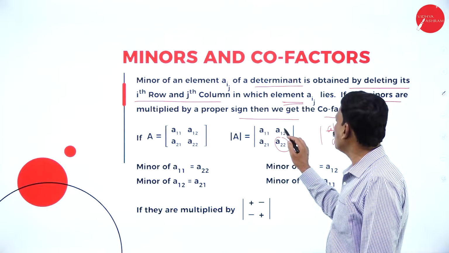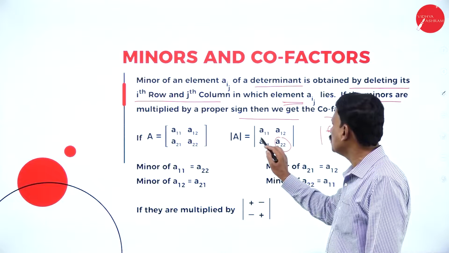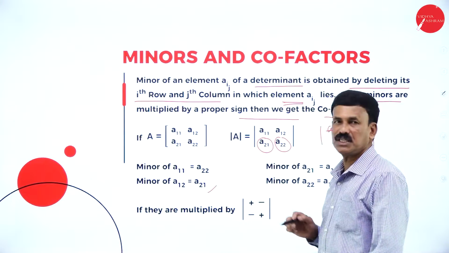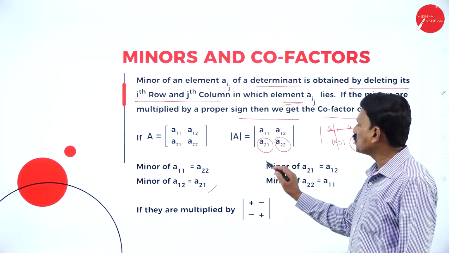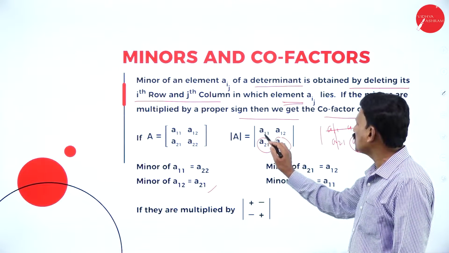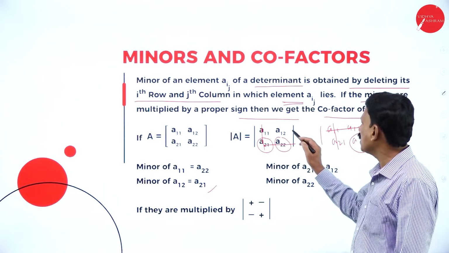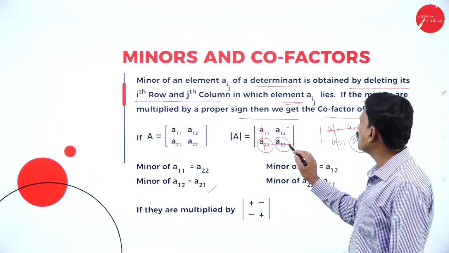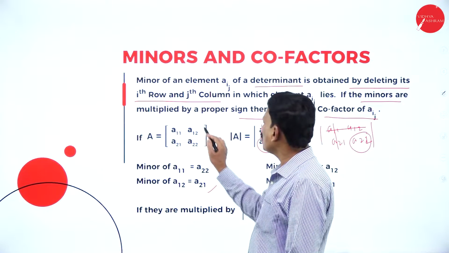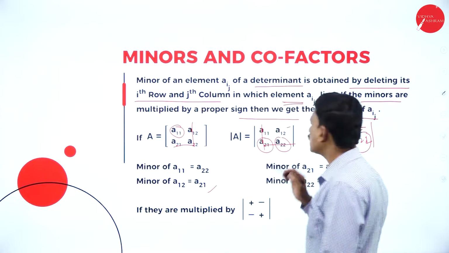Similarly, the minor of A12: just delete the row and column containing A12. What we will get is A21. A21 is the minor. Similarly, for the second row, the minor of A21 is to delete the row and column containing A21. This is A21, this is gone. What is left over is A12. And finally, the minor of the last element A22: just delete the row and column containing A22, then what you will get is A11. This is the minor.